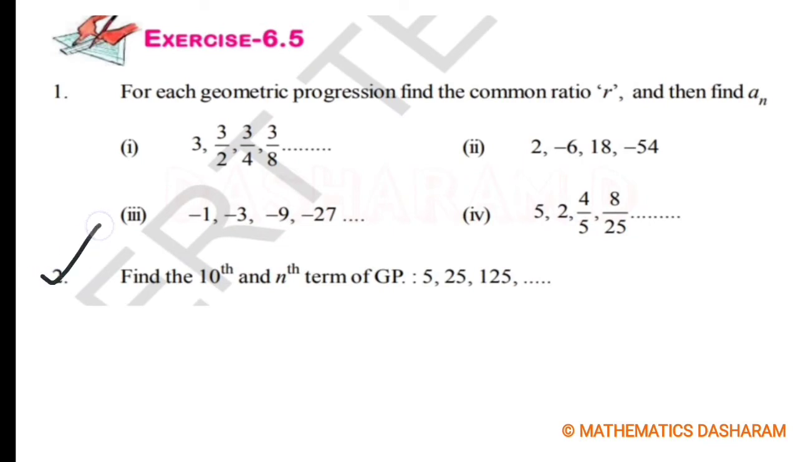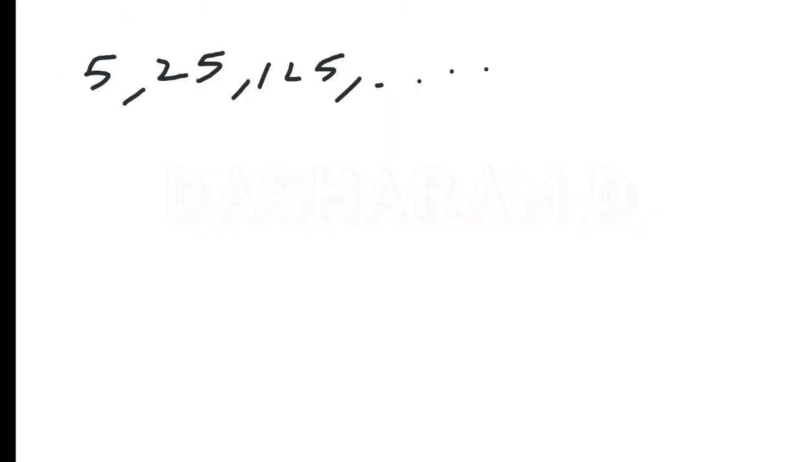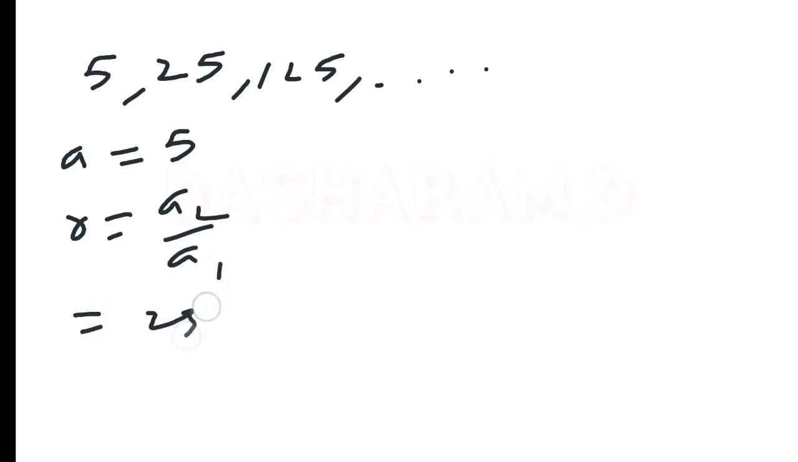The second problem is to find the 10th term and nth term of a GP. The GP is 5, 25, 125. We have to find the 10th term, and next find the nth term. To find any particular term, we need the a value and the r value. So let's find them. The a value is 5, and r equals a2 divided by a1. The a2 value is 25 and the a1 value is 5. 5 ones are 5, 5 fives are 25. So r equals 5.